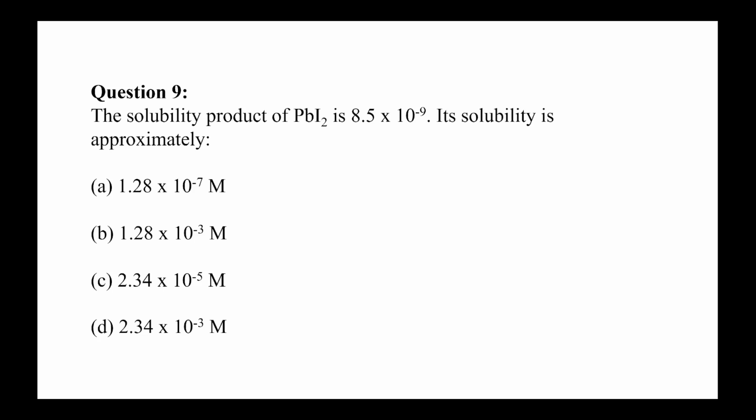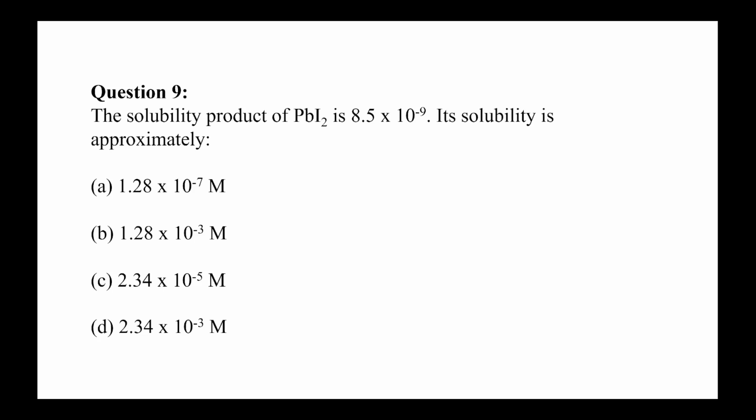The solubility product of PbI2 is 8.5 into 10 raised to the power minus 9. Its solubility is approximately? Now the solubility product is given and you have to find the solubility. Till now the solubility was given and we had to find the solubility product. So it's the same thing, you have to do the opposite. Now you have to find the value of S.